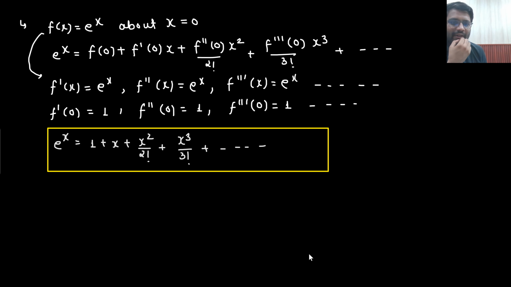This is your e to the power x. Understandable? So this is the expansion of e to the power x: 1 plus x square by 2 factorial plus x cube by 3 factorial plus x to the power 4 by 4 factorial, and so on. Okay, let's do one more expression. Let's do it for sine x.